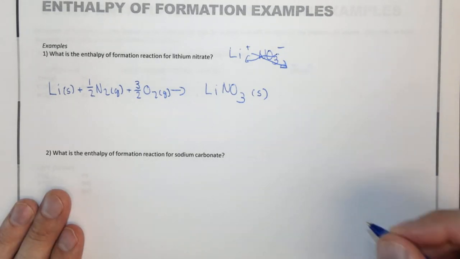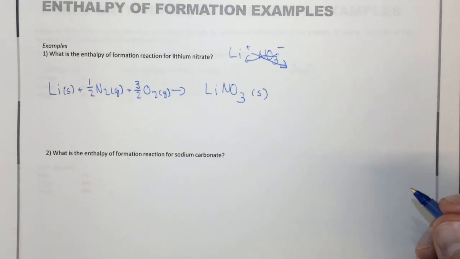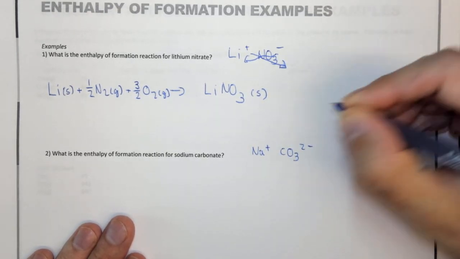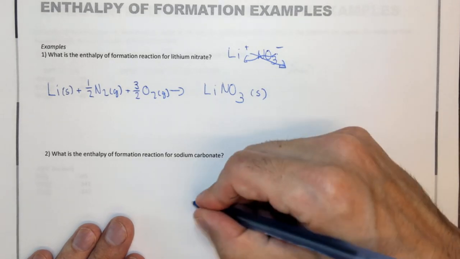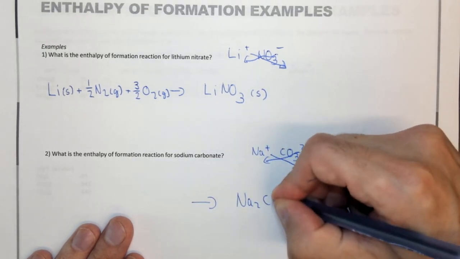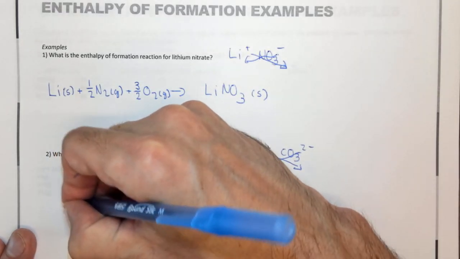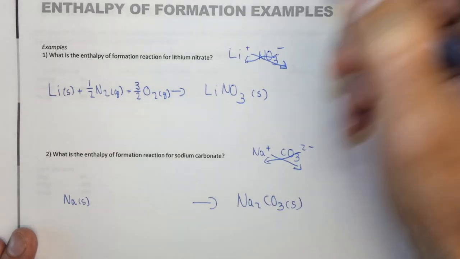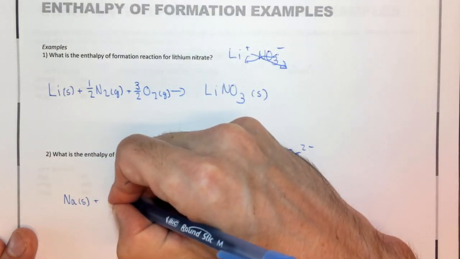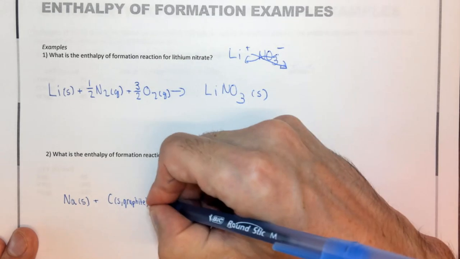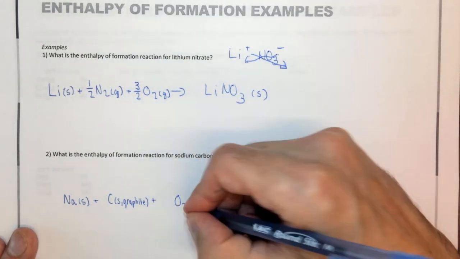Let's try it again for sodium carbonate. In the case of sodium carbonate, we have Na plus and CO3 2 minus, cross them, and our product is Na2CO3, and it's an ionic compound, so it's a solid in its standard state. So here we need to find the elements that we need to make sodium carbonate. Well, the first element is sodium, which is a solid, plus carbon, which is solid graphite, which is what I mentioned before, plus oxygen, O2, gas.